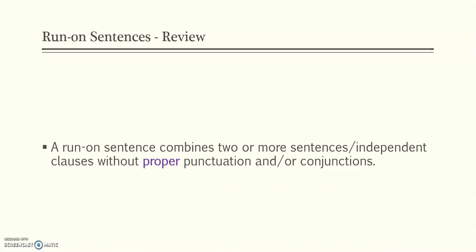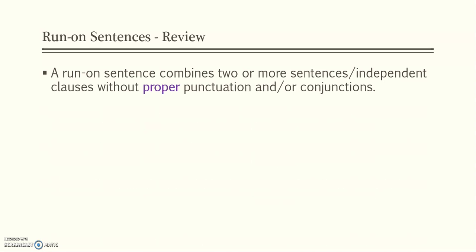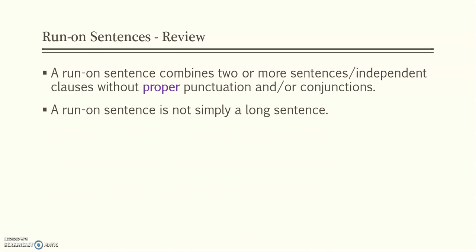So just to review, run-on sentences. A run-on sentence combines two or more sentences, otherwise known as independent clauses, without proper punctuation and/or conjunctions. It's not necessarily without punctuation. Remember, comma splices use punctuation, but they're used incorrectly. A run-on sentence is also not simply a long sentence. You can have a very long sentence, and as long as it is punctuated properly, it could still be correct. So be mindful of that. Just like fragments sometimes, if you add a word, it becomes a fragment rather than take away. It's not necessarily the shortest sentence that's a fragment.